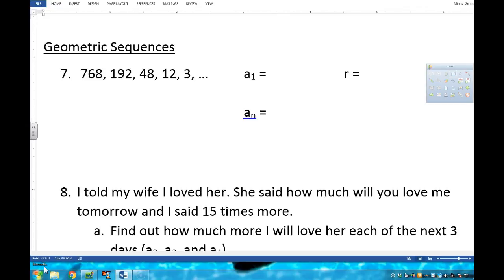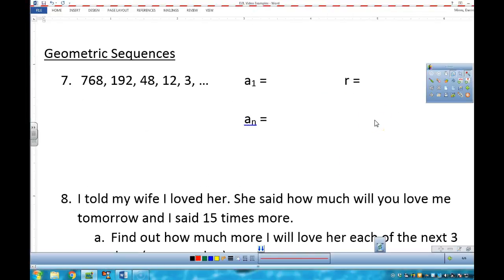All right, now on to the final section, the geometric sequence section. There are 2 parts to the geometric sequence section. There is just the sequence itself, and then there's a word problem. So let's do the sequence itself first. So we see a sequence, 768, 192, 48, 12, 3. And we think, okay, that is a geometric sequence.